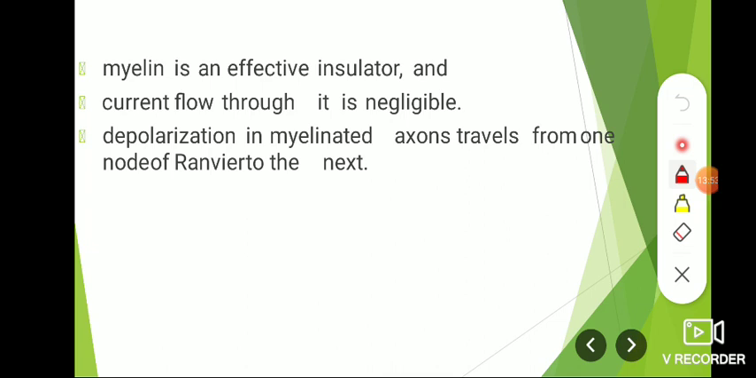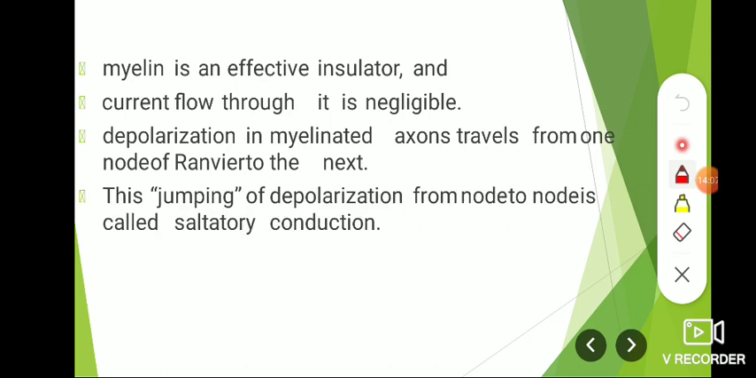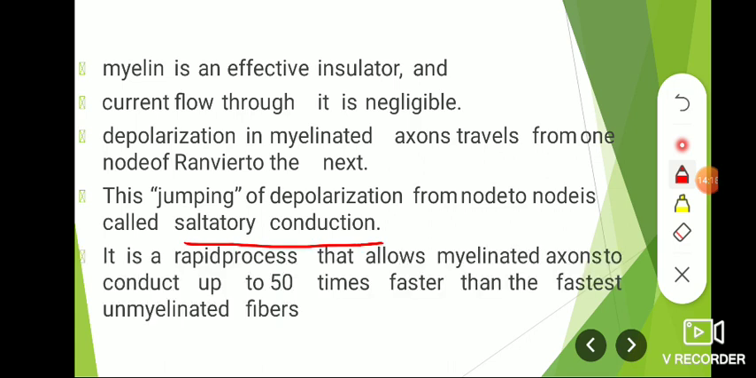Depolarization in a myelinated axon travels from one node of Ranvier to the next node of Ranvier, because obviously there are 2000 to 12,000 sodium channels there. So current generated is very fast here. So current jumps from one to the other. This jumping of depolarization from one node to another node is called saltatory conduction. It is a rapid process that allows a myelinated axon to conduct up to 50 times faster than the fastest unmyelinated fibers. So this is the reason myelinated fibers have fast conduction velocity as compared to unmyelinated.